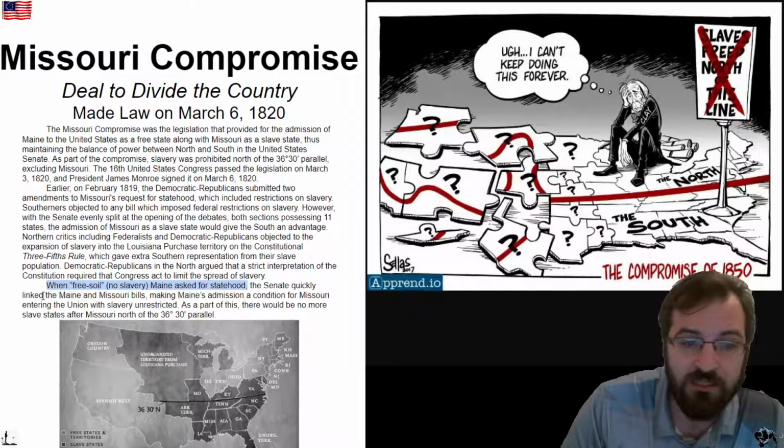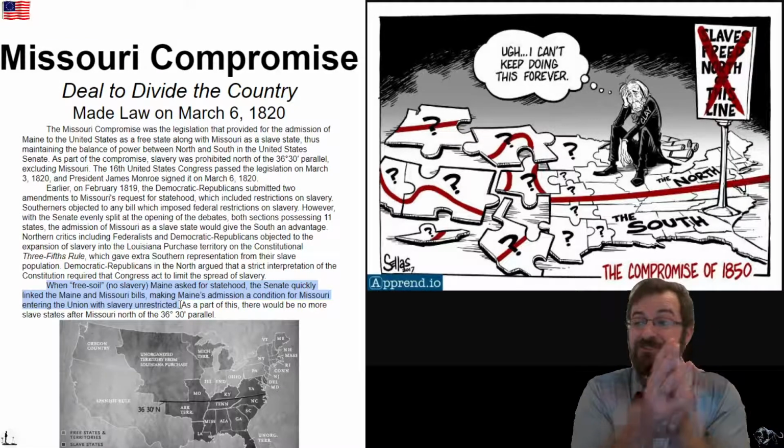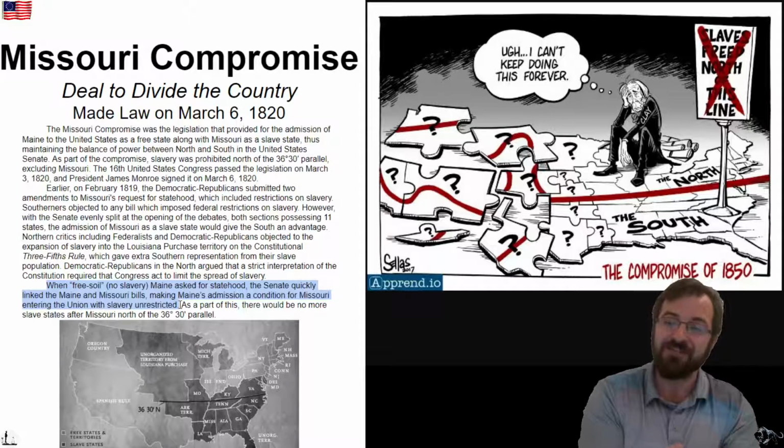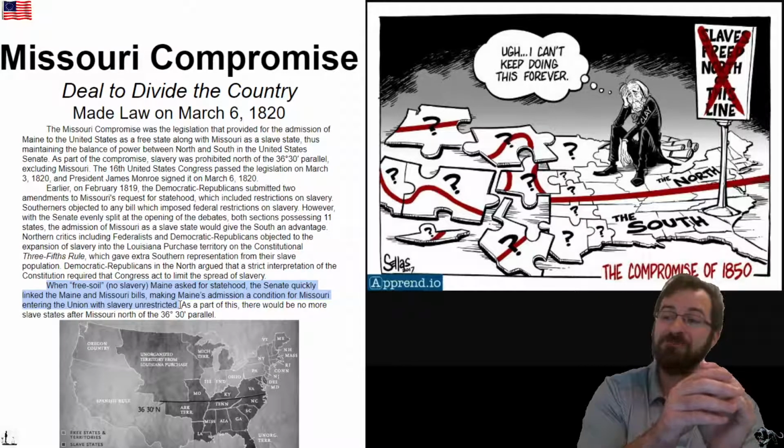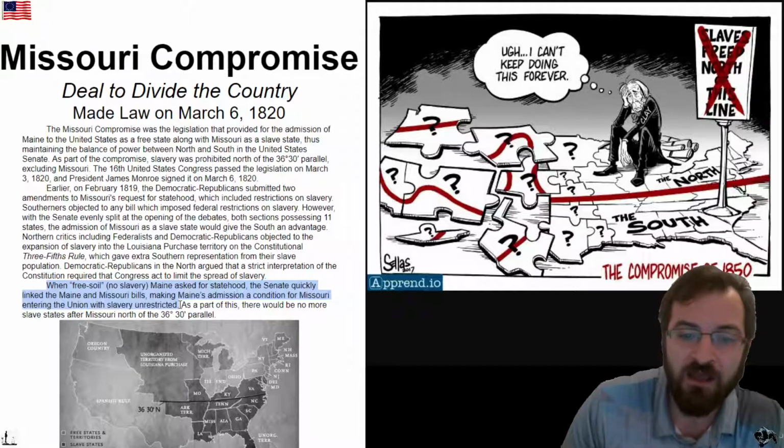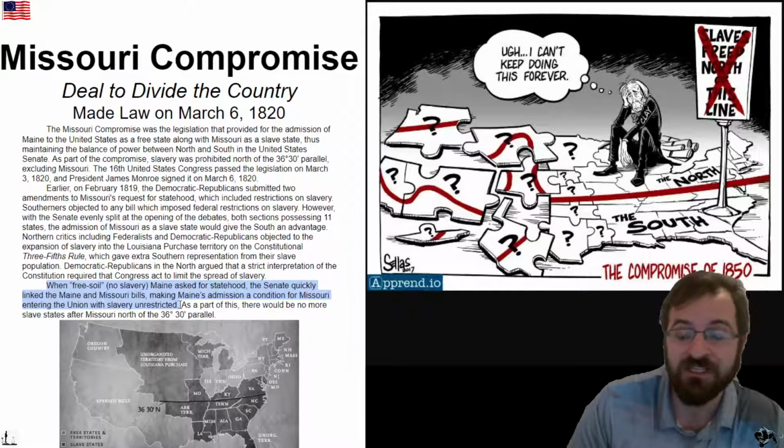The Senate quickly linked the Maine and Missouri bills, making Maine's admission a condition for Missouri entering the Union with slavery unrestricted. Oh, snap! Maine, you're saving us. If we let you in as a free state, we can also let Missouri in. Problem solved. The South doesn't get too strong. Slavery doesn't get too strong.